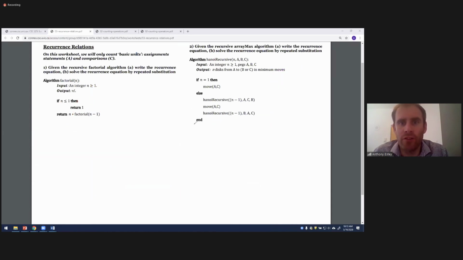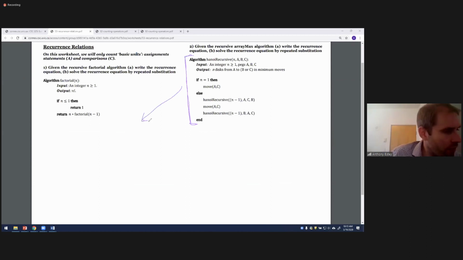Now I want to do question 2 here. We're evaluating this algorithm. To come up with our recurrence equation, we first want to start out by saying T of... actually, I can just do it here.